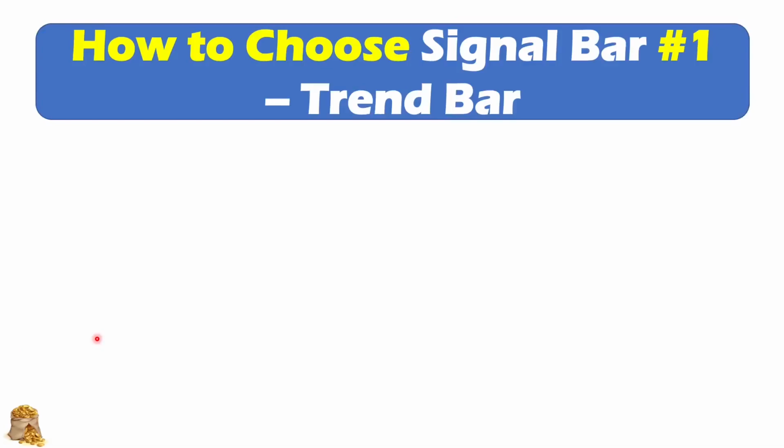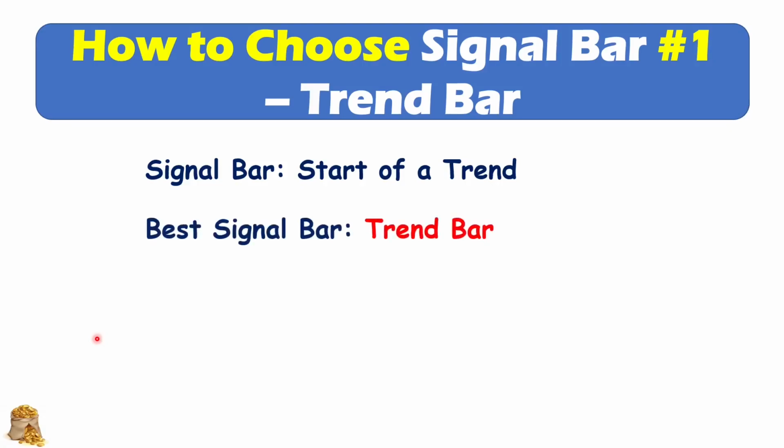When you do day trading, you want to wait for the signal bar to come and then start to trade. That is because the signal bar is the start of the trend. And among all the signal bars, the best signal bar is the trend bar. What is a trend bar?